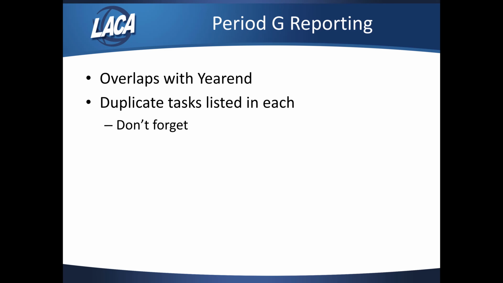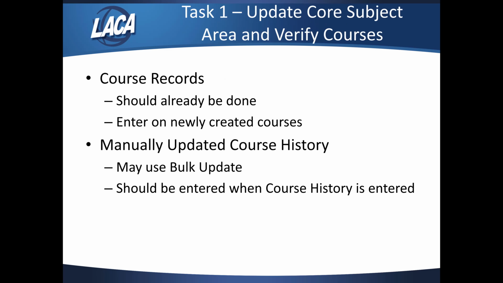The tasks are duplicated in each collection checklist because we don't want you to forget anything. So the first thing is, and this should be done, but if they add new courses, they need to verify the course subject area for credit. And make sure that all of the courses and the manually entered course history records are updated correctly for the correct subject area for credit.